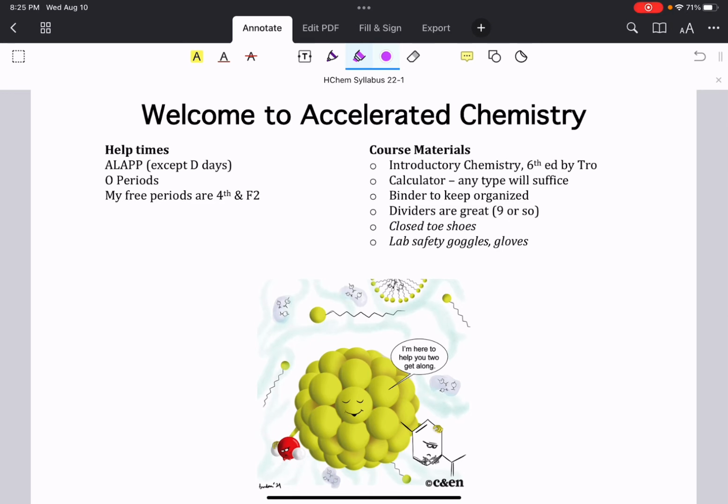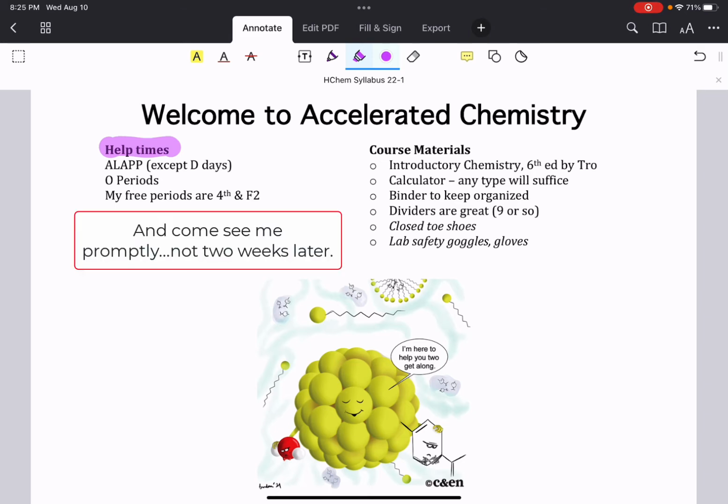Accelerated Chemistry. So here are my help times. Those are important because it's quite possible that at some point during the school year, you will find that you worked on some outlines or some practice problems and something's not working, right? You can't seem to get the right answer and you don't know why, right? That's when you should make time to come see me.